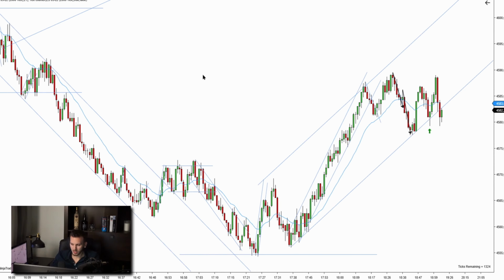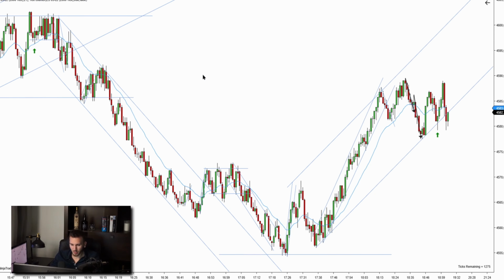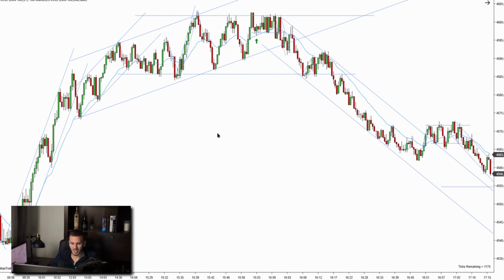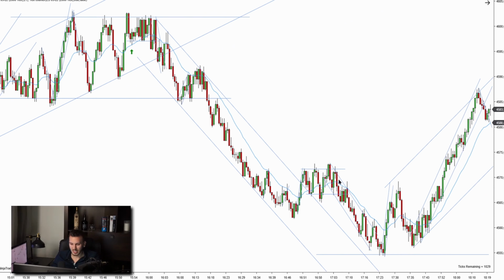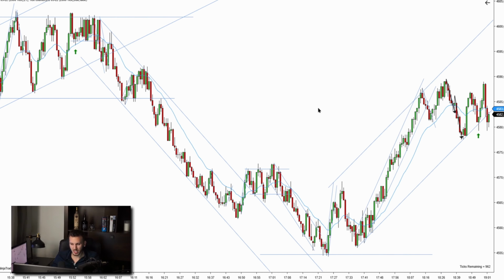So this was a little bit difficult day. A lot of price action, but not that many good setups. You just have to sit on your hands. A lot of congestions, just not too many setups.